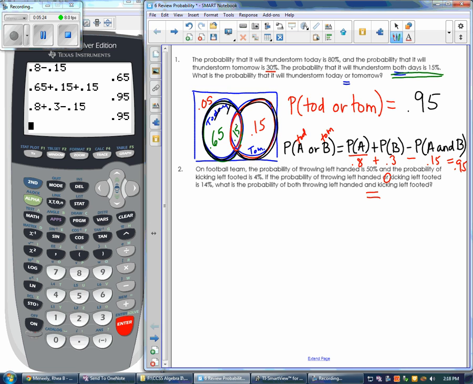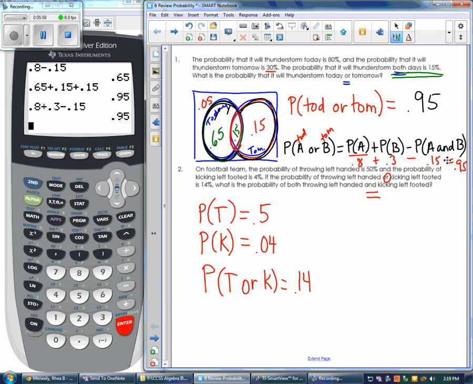But let's just outline what information is given. On a football team, we know the probability of throwing left-handed. So the probability of throwing, I'm just going to call that T, is 50%. And the probability of kicking left-footed is 4%. Make sure you change these to a decimal, and 4% is 0.04. You have to move the decimal back 2 places. And then we're told the probability of throwing or kicking is equal to 14%, and I need to find the probability of both.